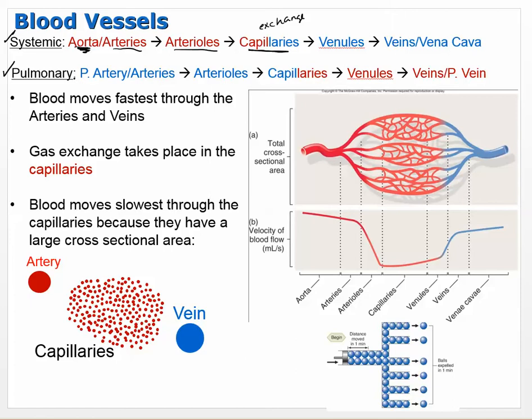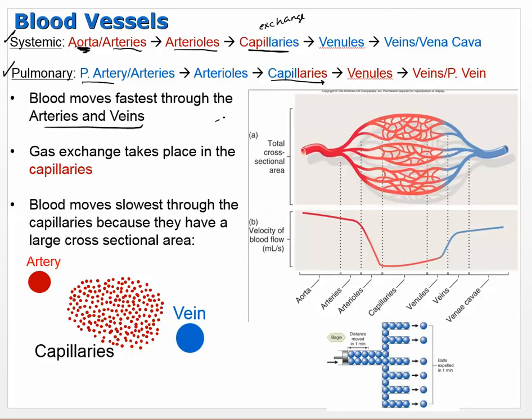Pulmonary is the same thing, except that as it leaves the heart, it goes through the pulmonary artery, and then again arteries, arterioles, and in this case, in pulmonary circulation, it becomes oxygenated. It goes from being deoxygenated to oxygenated, and that happens in the capillaries. Again, that's gas exchange. Then venules, veins, and then the pulmonary vein. The pulmonary vein is the vein going back to the left side, back to the left atrium.